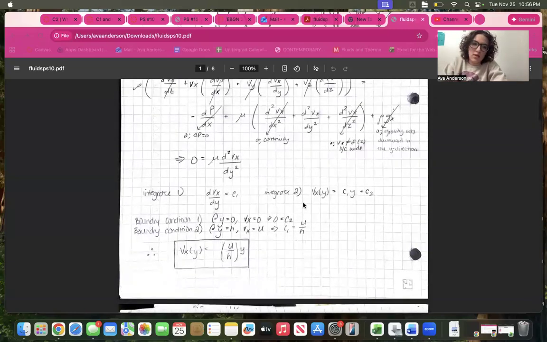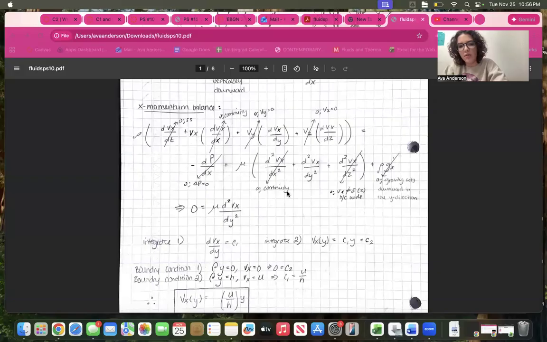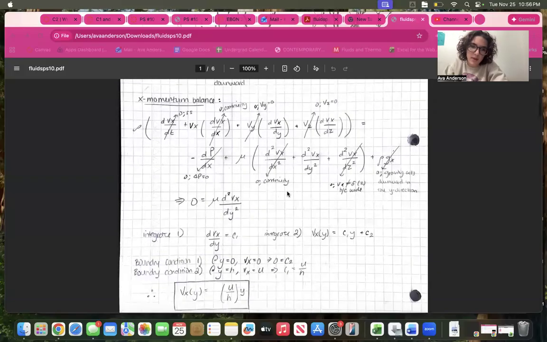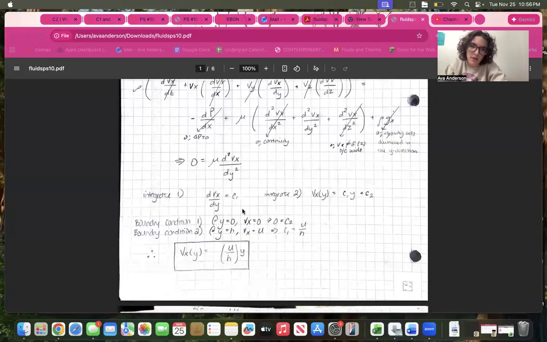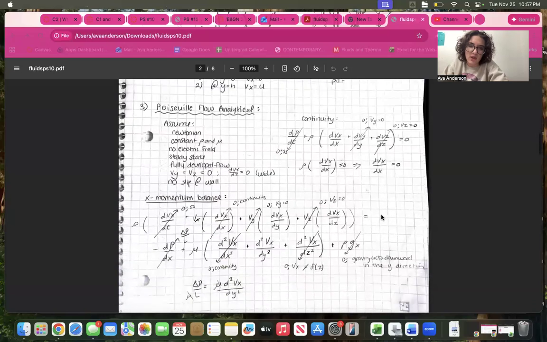And for both of them, you're simplifying the continuity down to dVx divided by dx equals 0. And you can simplify the x momentum balance for Couette flow down to 0 equals mu d squared Vx divided by dy squared. Integrate twice, plug in the boundary conditions, solve for C2 and C1, and plug those back into your original velocity. And you can get u divided by h multiplied by y for Couette. Finite differencing, I'll show that in the Excel document for Couette flow.